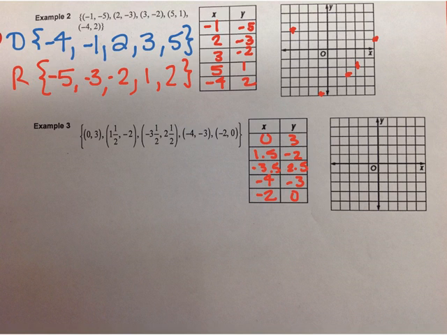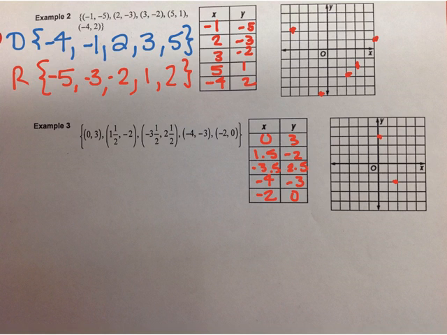And let's go ahead and plot those points. So 0, 3, I'm going to go to 0 and then up 3. That point's going to be there. I'm going to go 1.5, so I'm going to go over 1.5 spaces, then down 2. That point's going to be kind of on that line in the middle.